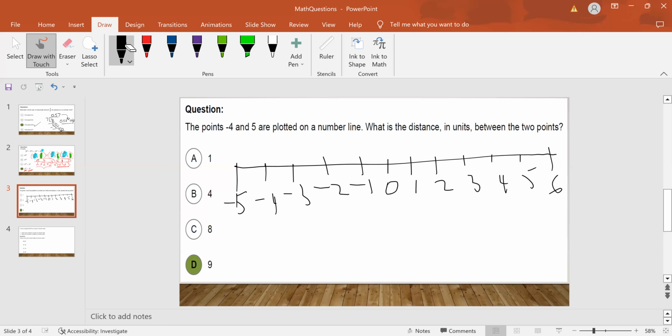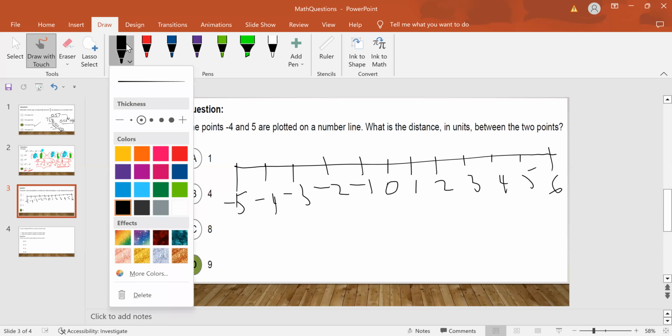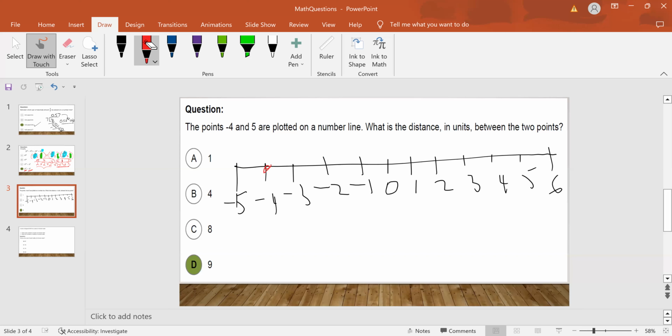Okay, the numbers they ask you about are what? -4 and +5. So they want to know the distance between these two numbers. What you do is just count the units. So 1 unit, 2 units, 3, 4, 5, 6, 7, 8, 9. And you have this.